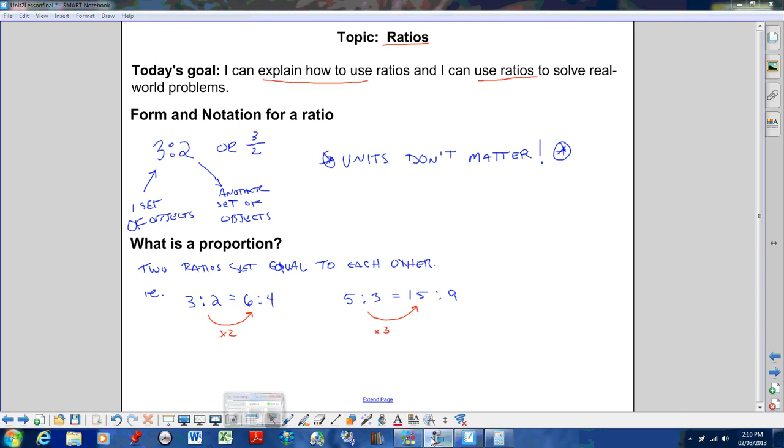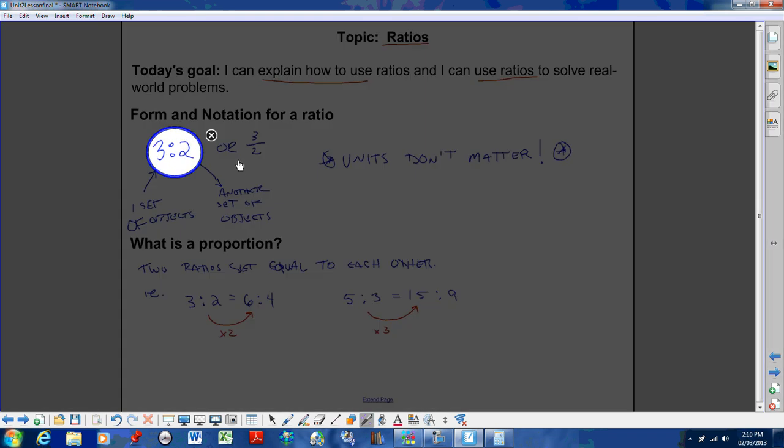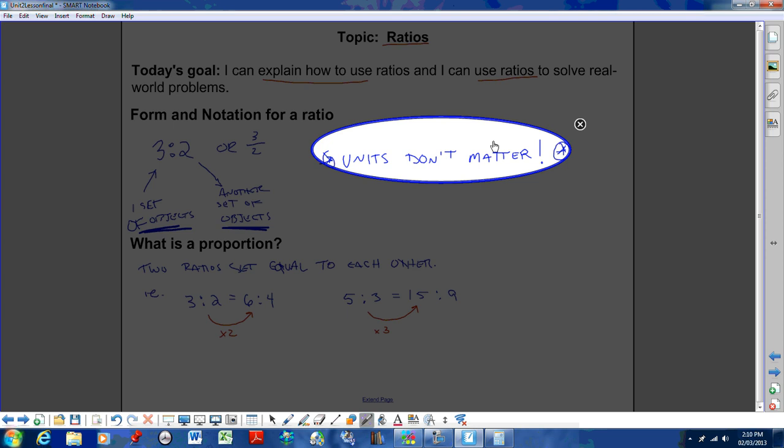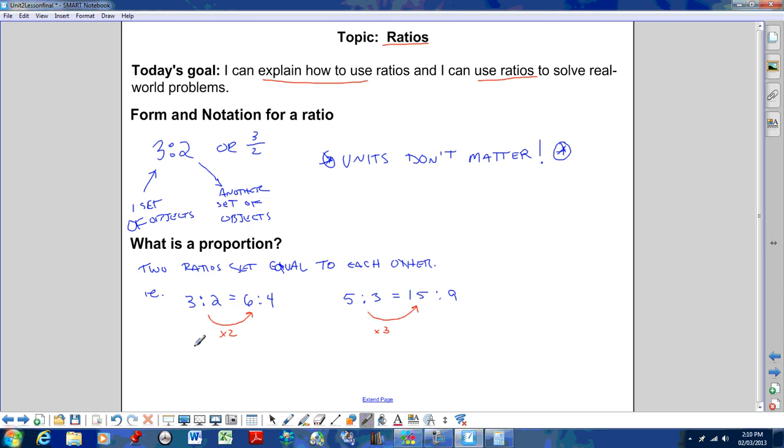All right, for the first half of this lesson, we talked about ratios, and I talked about the form and the notations. Typically, we do use that colon in between, the 3 to 2, we call it, and that is our notation. So basically, we're comparing one set of objects with another set, and the thing to remember is units don't matter. So again, you can compare apples and oranges, cars to pencils.